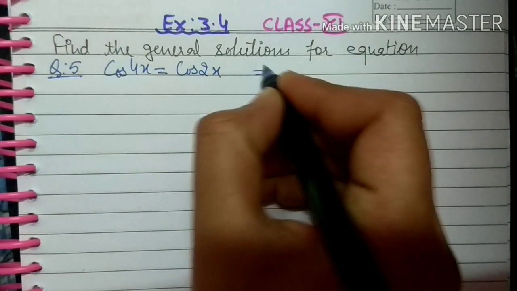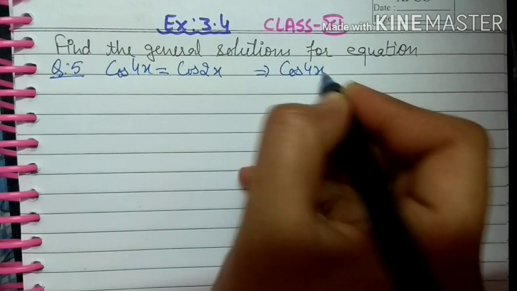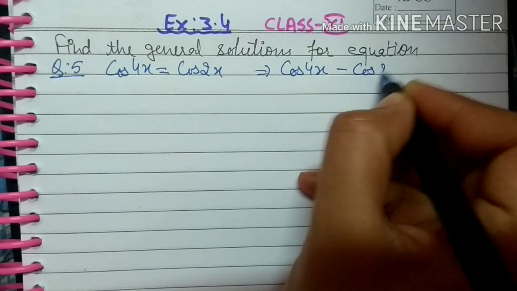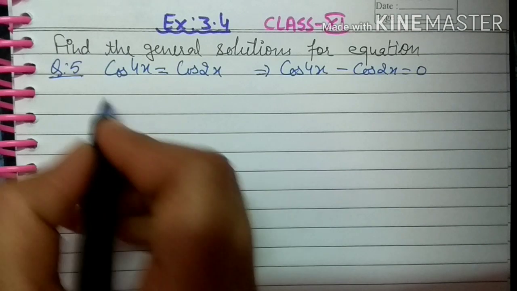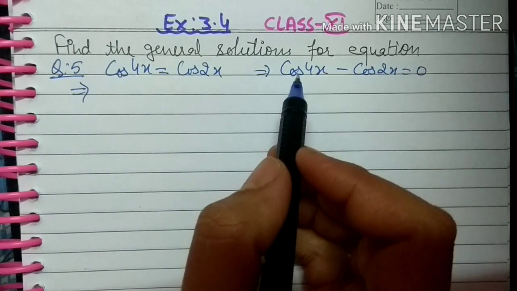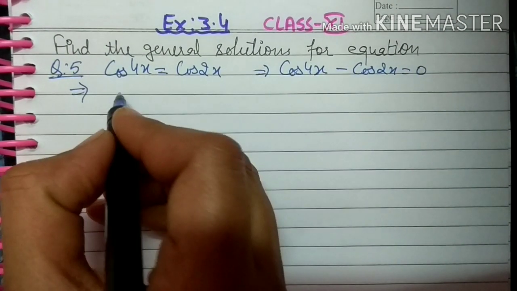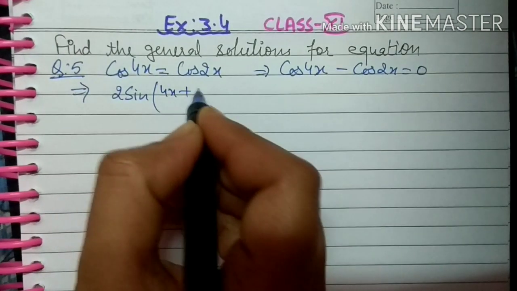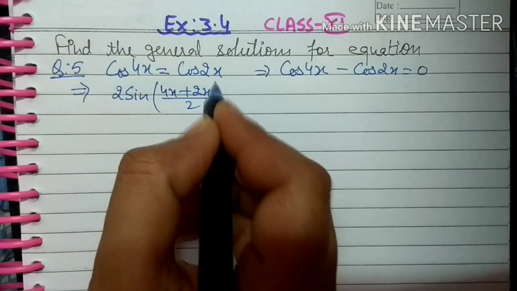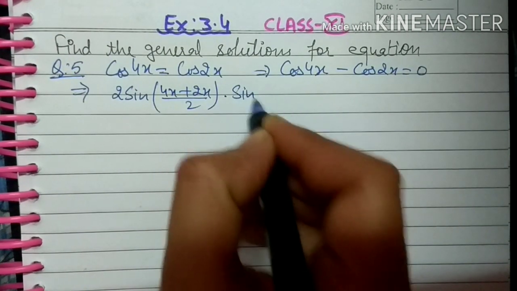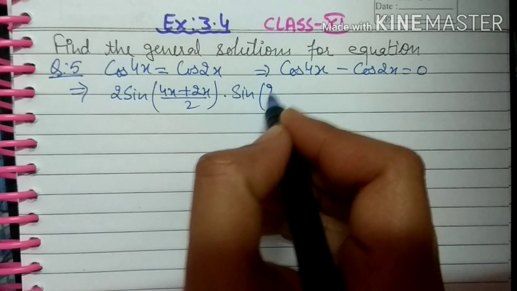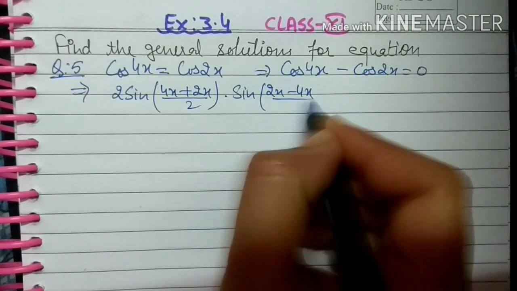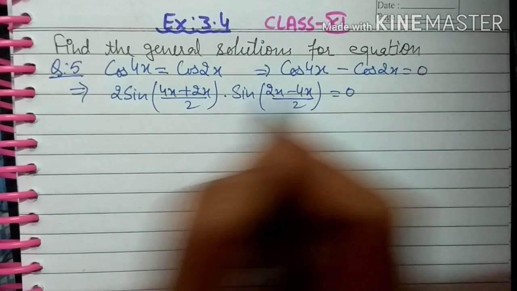We can write it as cos 4x minus cos 2x is equals to 0. Clear? Now we are using the formula cos c minus cos d. It can be written as 2 sin (c plus d) by 2, that is (4x plus 2x) by 2, into sin (d minus c) by 2, that is equals to 0.